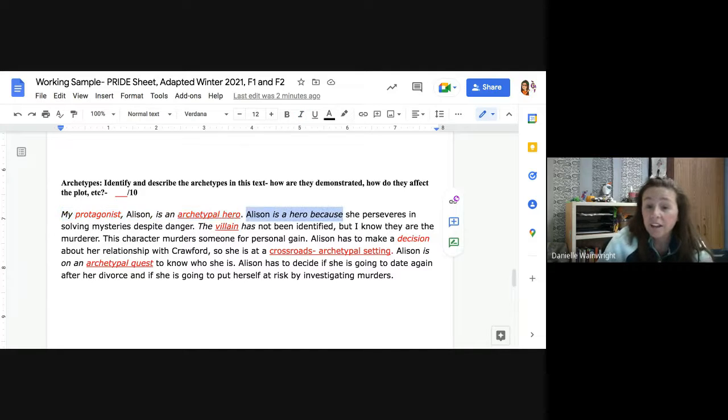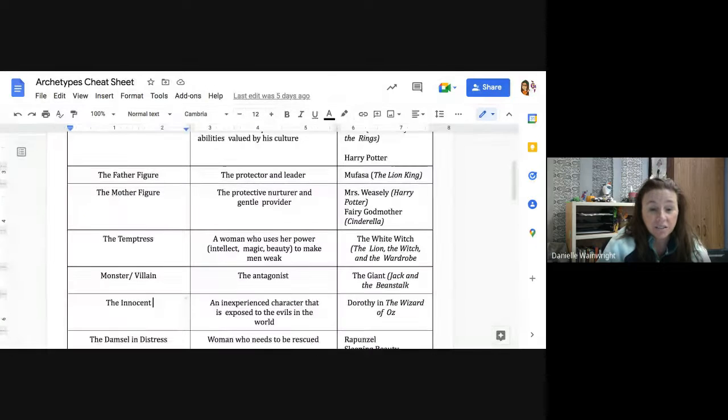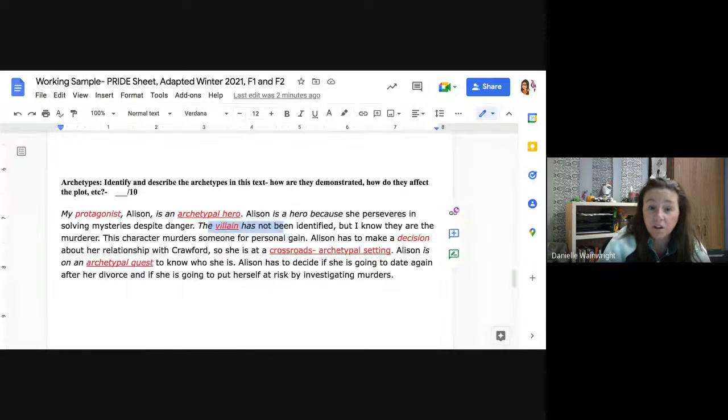Allison is a hero because, oh, look, I'm proving it. She perseveres in solving mysteries despite the danger. Oh, that's one thing heroes do. Okay. The villain, I could have said antagonist also, but villain does come from the archetypal cheat sheet, so that's good. Monster or villain, so I pulled it right off the cheat sheet. I need to make it clear to my teacher that I know what I'm talking about.